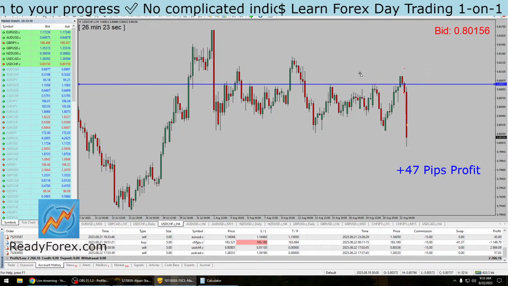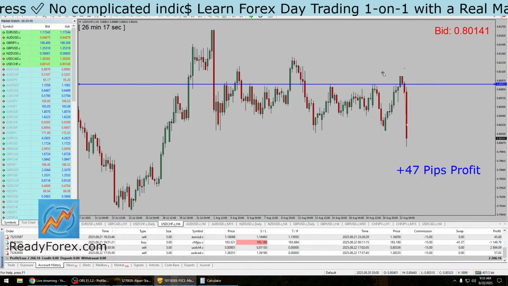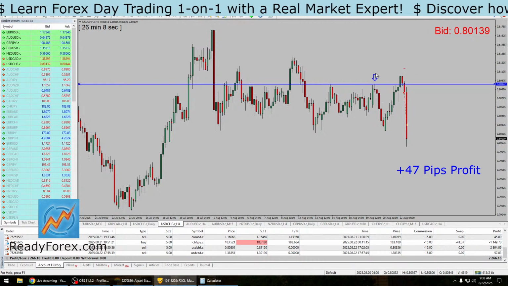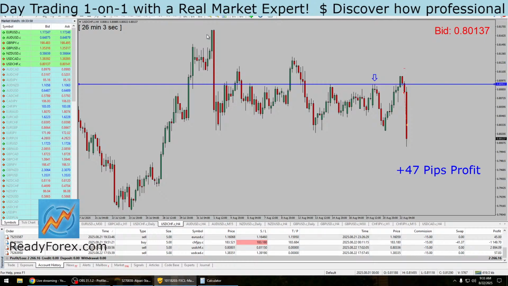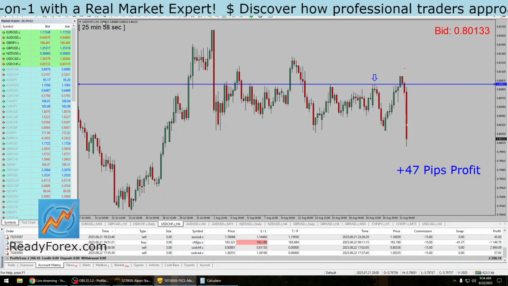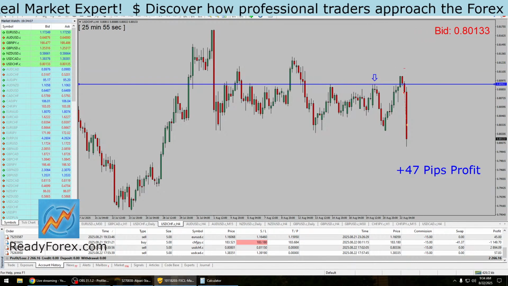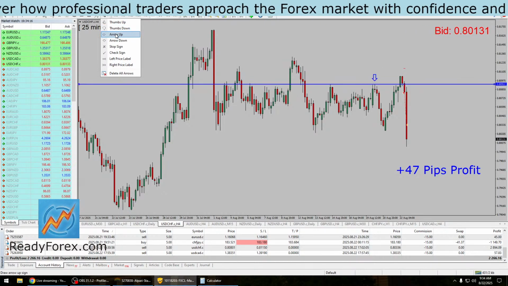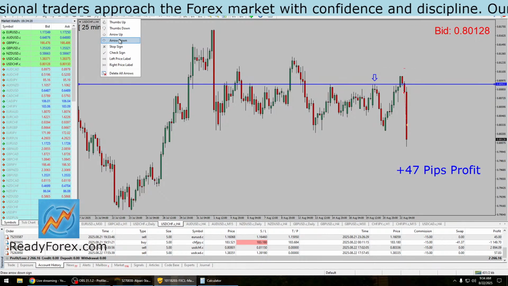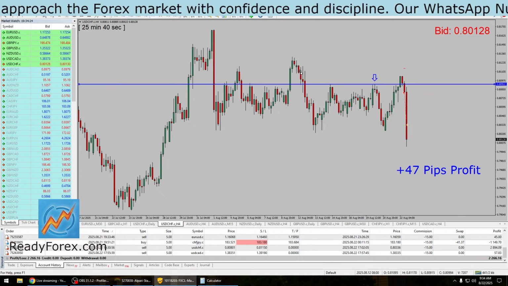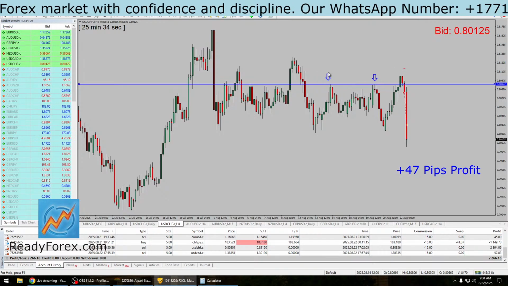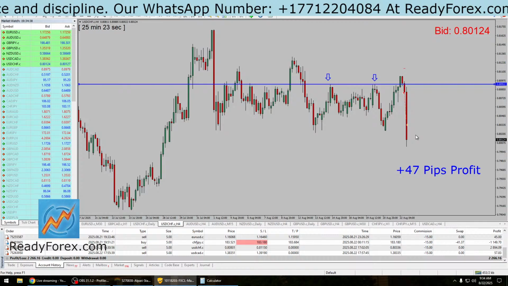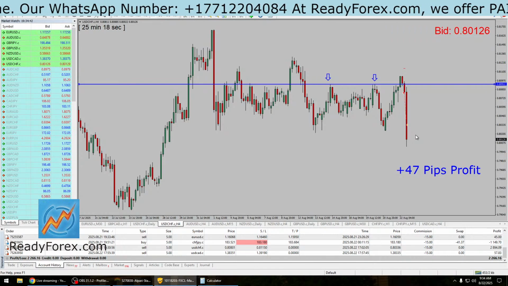So this was a high. Let me draw a down arrow over here. Here it is. Okay, here's another one. So these are the two arrows, and they show we got two swing highs and the market took out the high. Now how do I know all of this information in advance, that the market is probably going to create a failure?